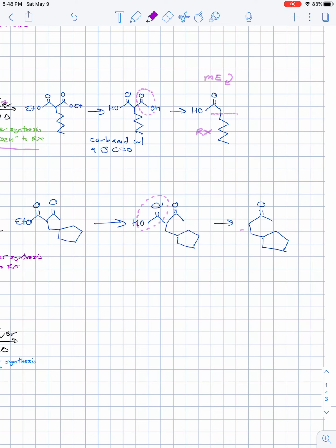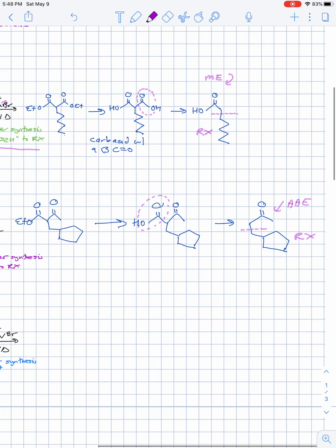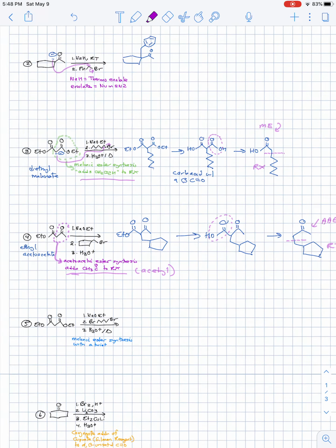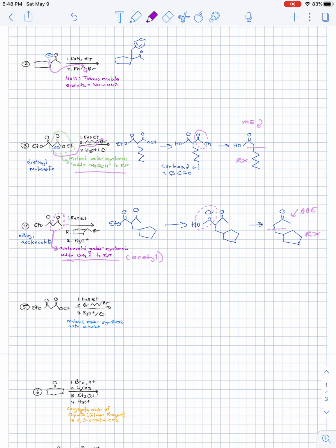And again, if we kind of pick this apart, here's the piece that came from the alkyl halide. Here's the piece that came from the acetoacetic ester. And what you can see has happened here is that we've added CH2 carbonyl, or an acetyl group, to the alkyl halide. Now, sometimes students ask, why does this decarboxylate?